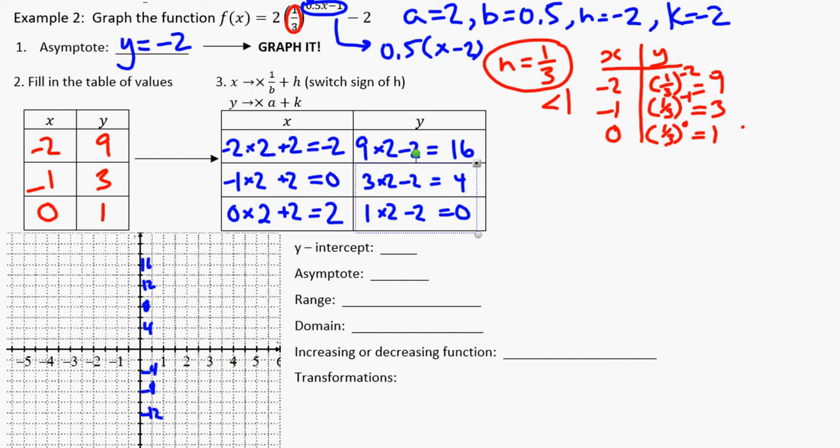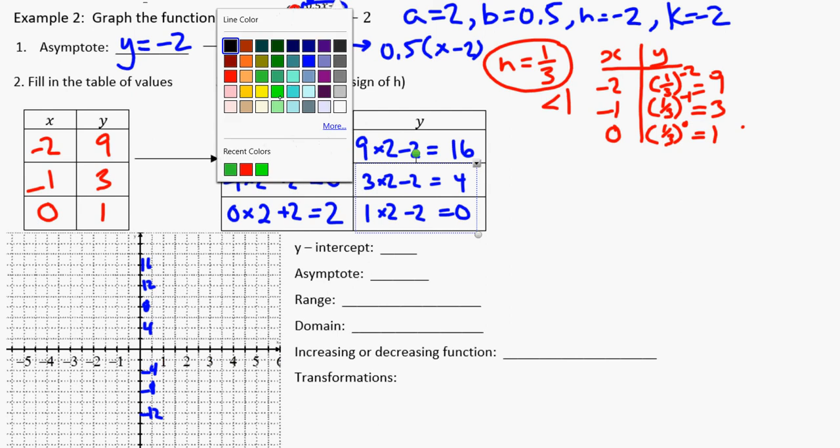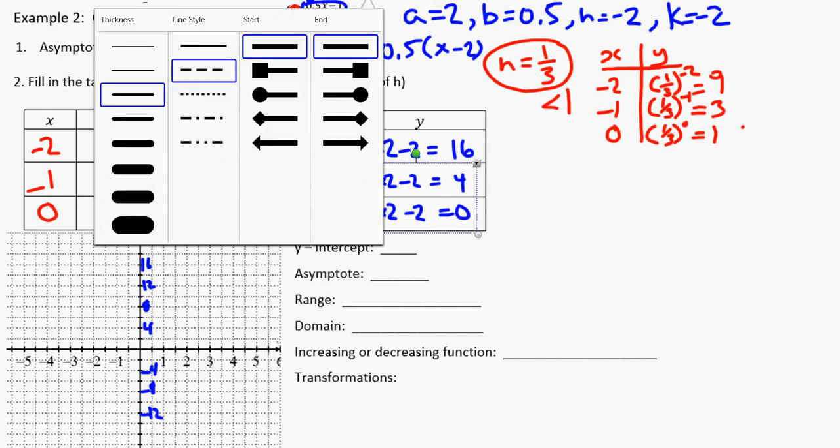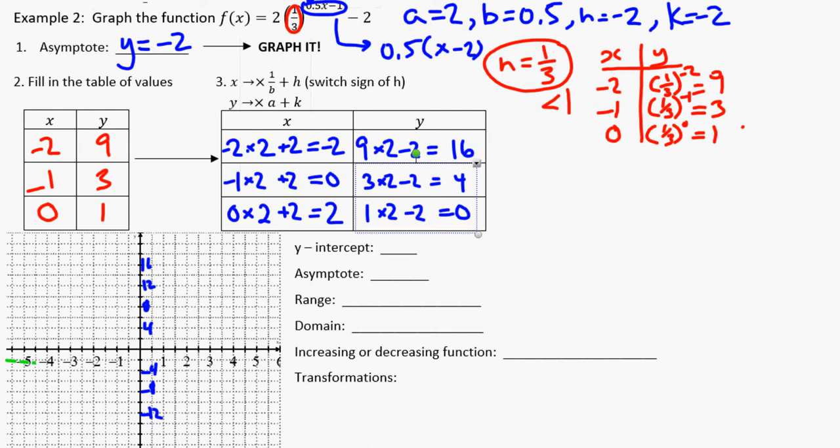So the first thing I'm going to do is graph my asymptote. We'll do it a nice lime green color, just like before. At -2, a nice little dotted line. There's my asymptote. Then I'm going to plot my points. So my points are -2 and 16, right about here. Next one is 0 and 4. Maybe I should use a different color so I can see it. Let's go with red. So there's my 0 and 4, my y-intercept, really easy there. And my last one is 2, 0, right there.